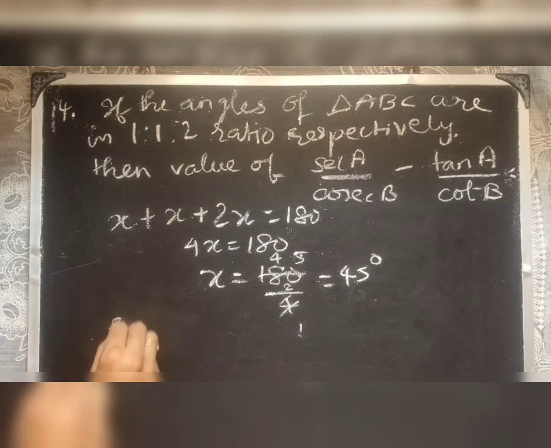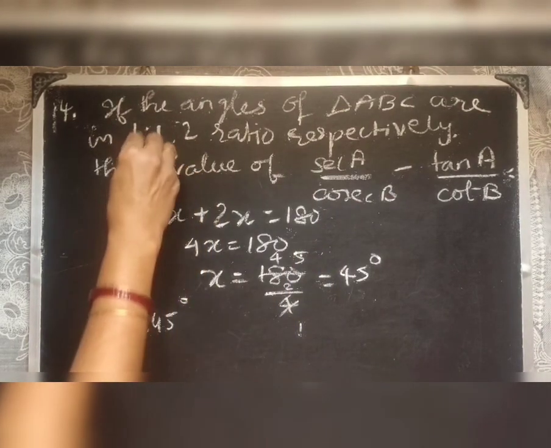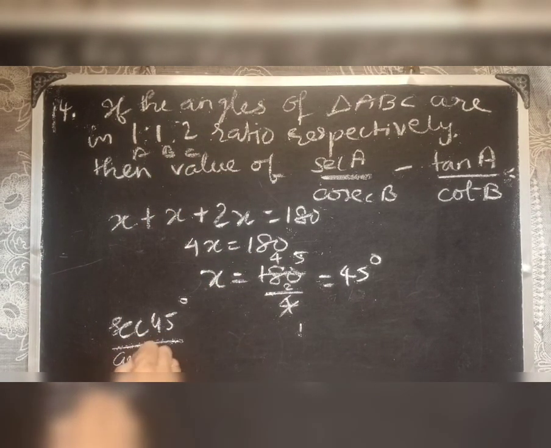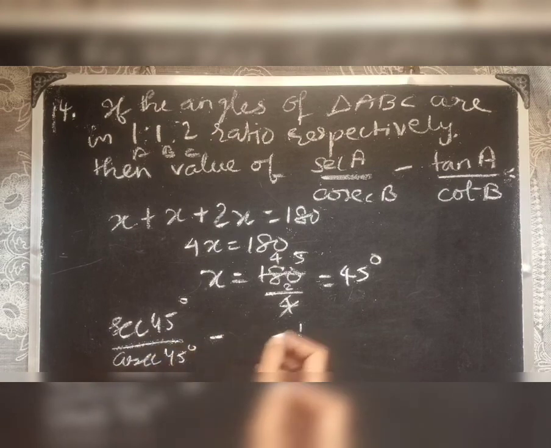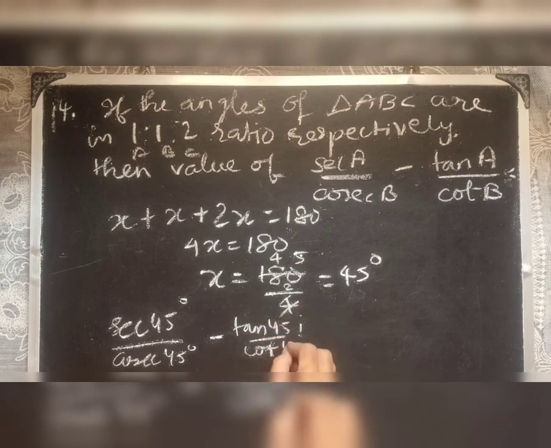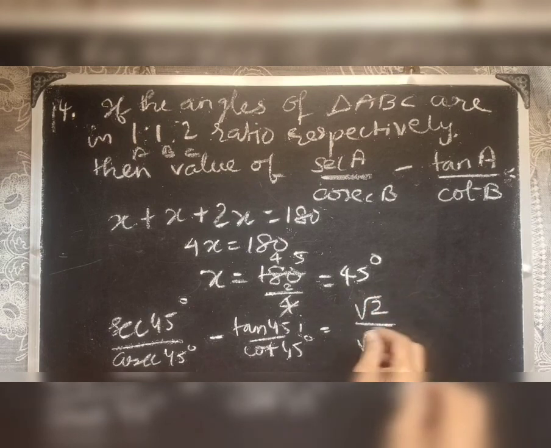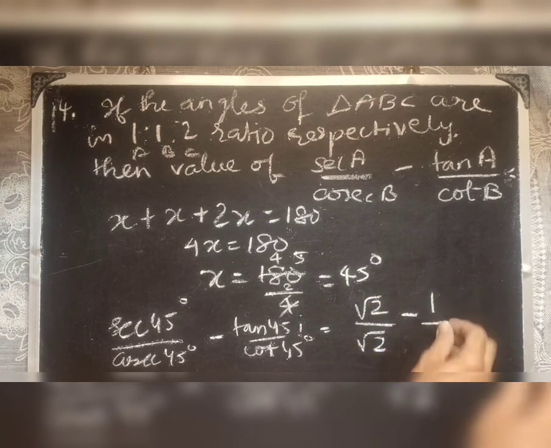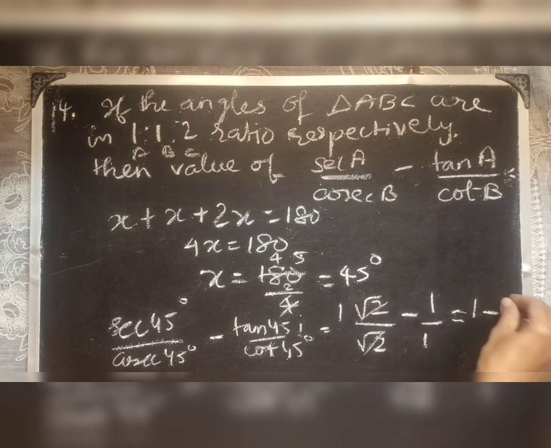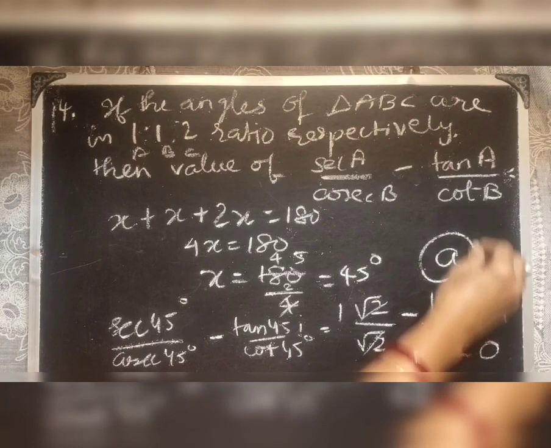So this comes as 45 degrees. Now what is secant 45? B is also in the ratio of x itself. This is A, this is B, this is C. So B will also be 45 degrees. So we have secant 45 by cosec 45 minus tan 45 by cot 45. What will be the answer? Here we know that secant 45 is root 2 from the table, and similarly cosec is also root 2, minus tan 45 is 1 and cot 45 is also 1. So root 2 gets cancelled, this comes as 1. So 1 minus 1 means it is 0. So option A will be the correct answer.